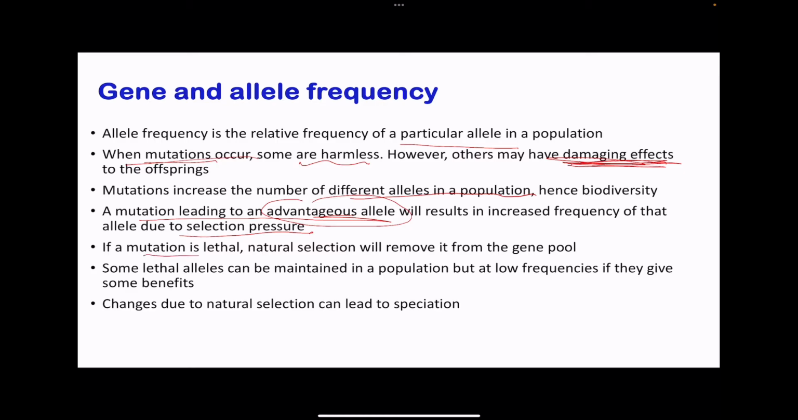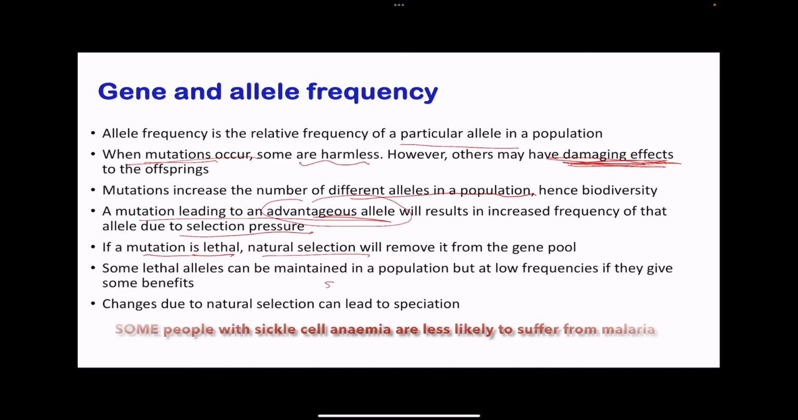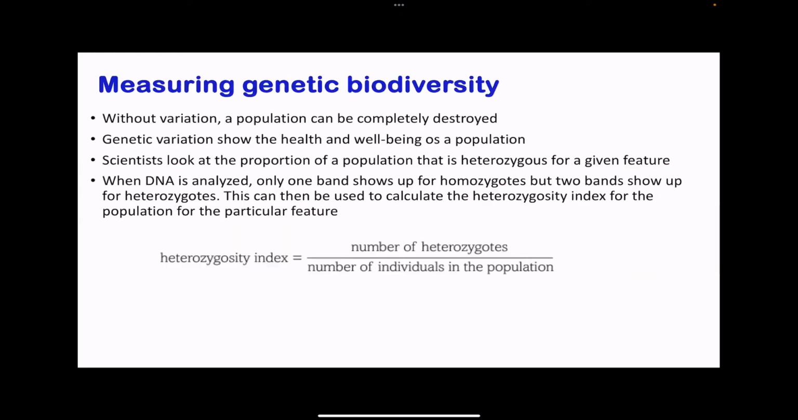For mutations that lead to lethal or damaging alleles, natural selection is going to remove those alleles from the gene pool, except if those lethal alleles give some little benefit to the organisms, then those alleles could be maintained. For example, sickle cell anemia is maintained in the human population because it gives some protection against malaria.